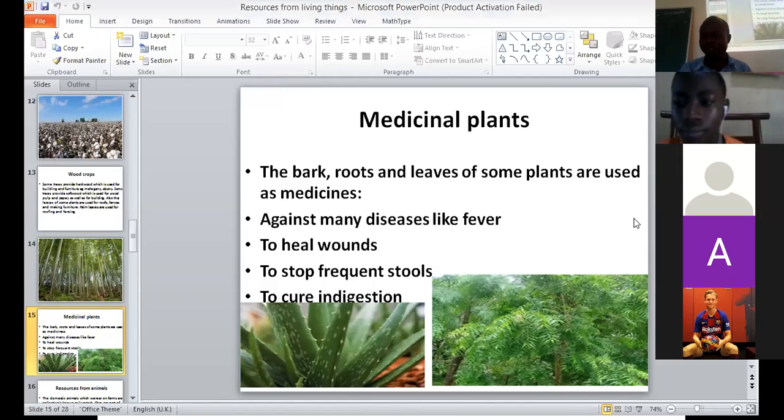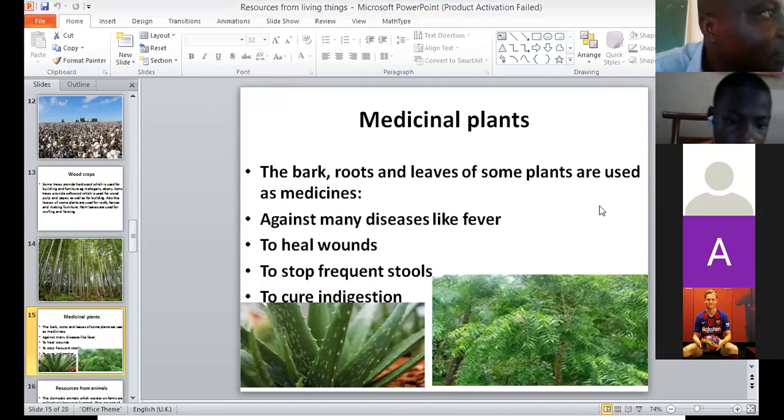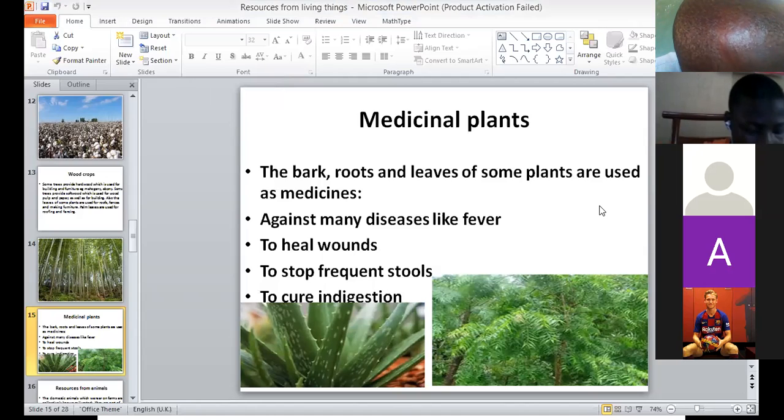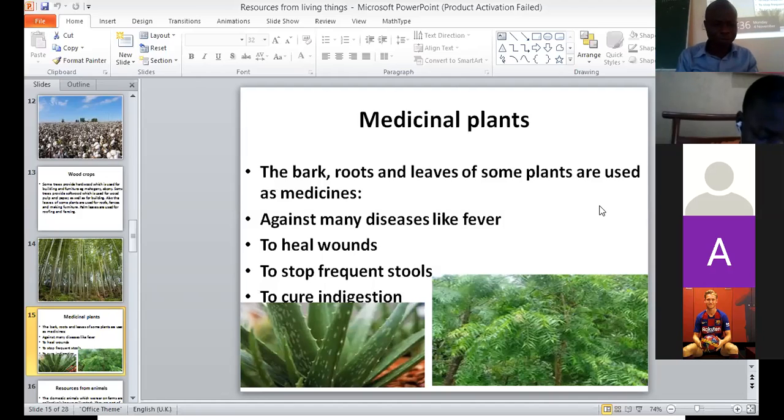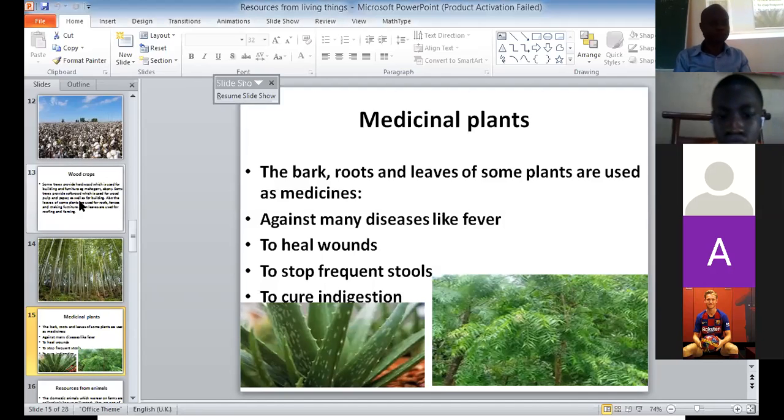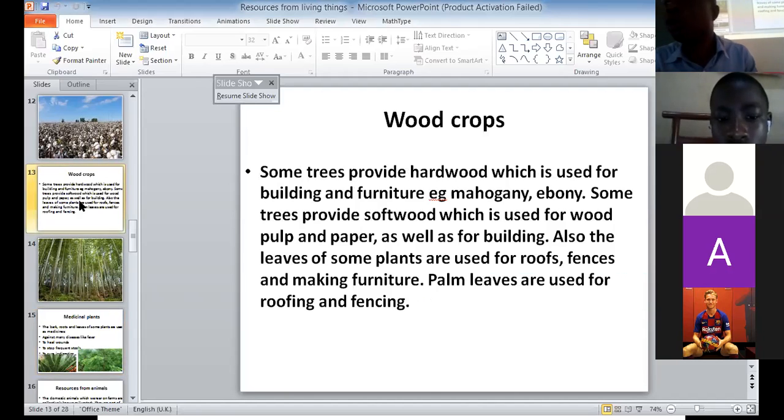Any other question? Lawal, hello. I don't understand the dogonyaro plant. The tree? Okay, wood crops. What we say here is that wood crops are the crops that we use to make paper, to make furniture, and to roof our houses. Examples: iroko, mahogany, obeshi, ebony, and so on, are examples of wood crops. Okay, sir.